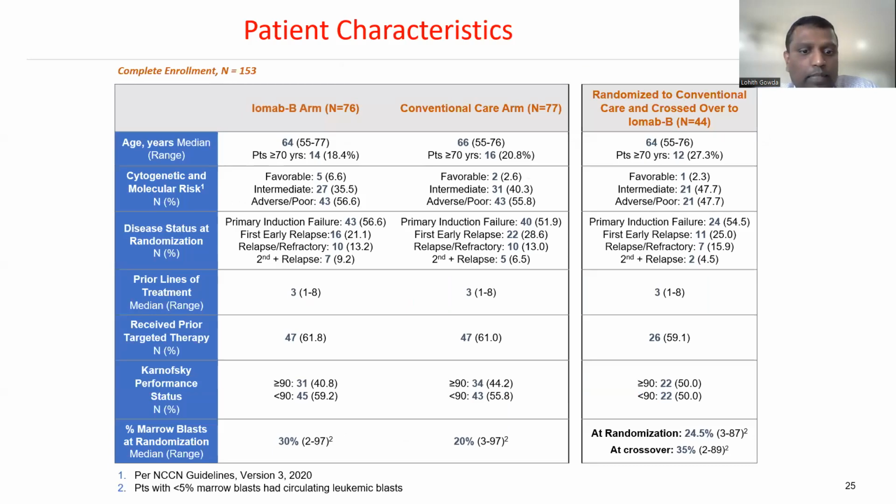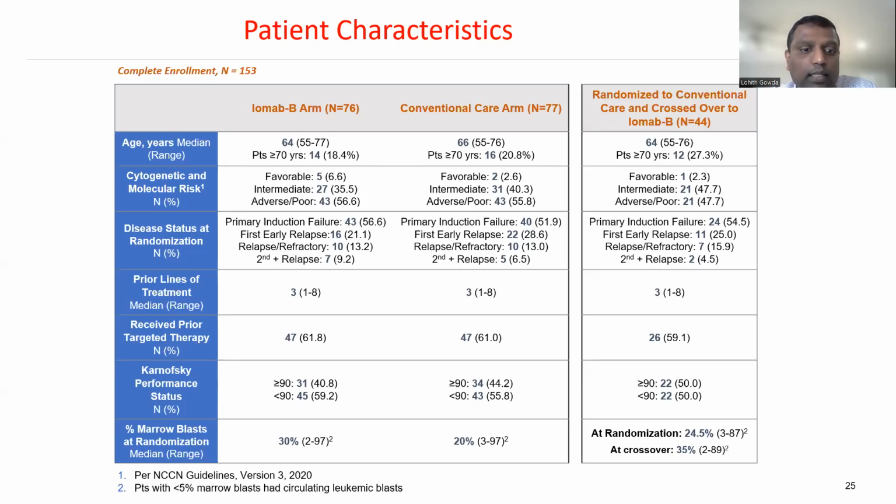In the interest of time, I'm going to run through this fast. The median age was in the mid-60s. We had favorable, intermediate, and adverse risk. It included primary induction failure, early relapse, refractory, and second-plus relapse. I mention that with emphasis because those of you familiar with the ASAP trial know it did not include later relapses, only earlier relapses.